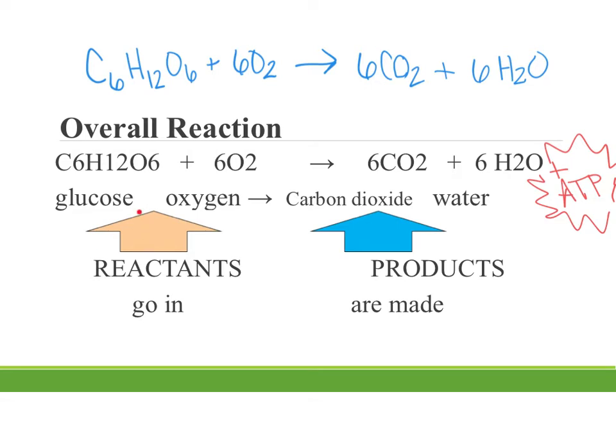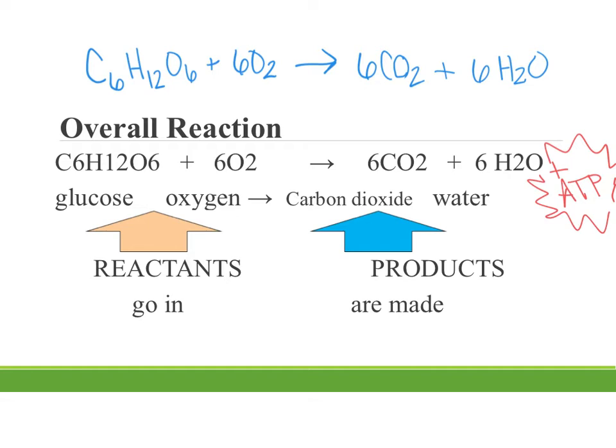Again, just some vocab reminders. So anything to the left of the arrow, these are called our reactants. Okay, these are what go into the equation. Anything to the right of the arrow, these are called our products. Okay, these are what are made through the chemical reaction.